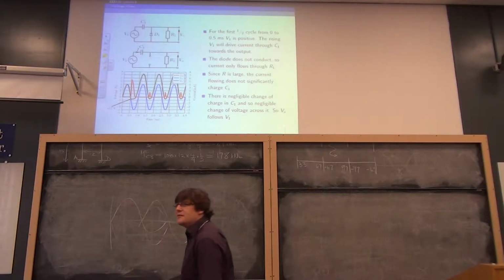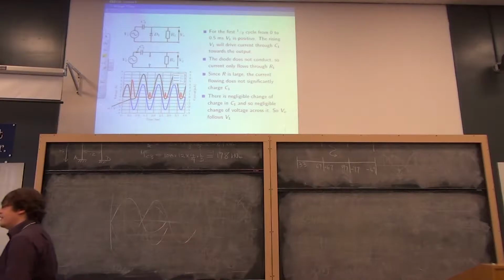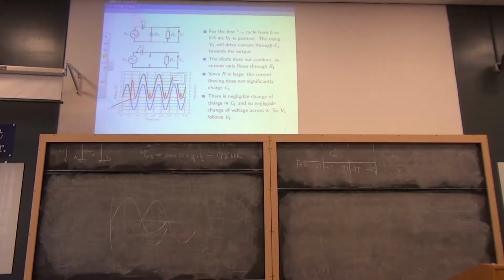This one's a bit more, no, it's not any more difficult. It seems to cause a lot more trouble. So, that's why I bought a pointer. This is the first half cycle. And what I've said is, for the first half cycle, from 0 to half a millisecond, so that's this distance here, the rising V1, the black line, is going up. So this end here is more positive than this end here. So this is the bigger voltage. If you want to call this 0, that's fine.